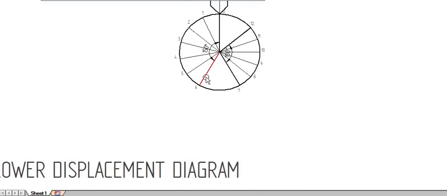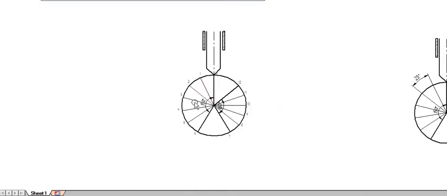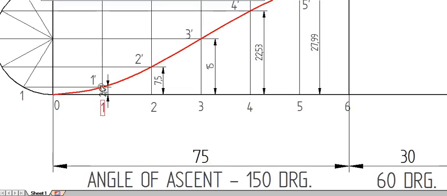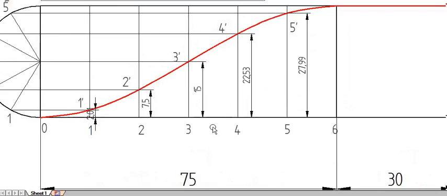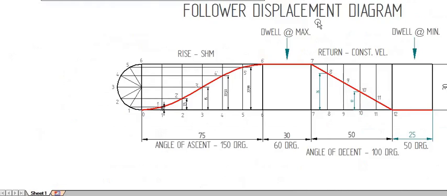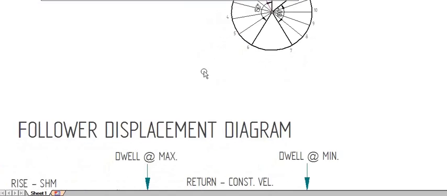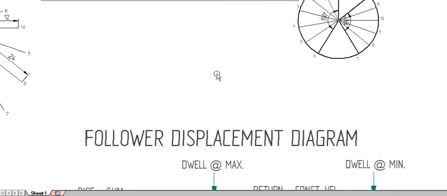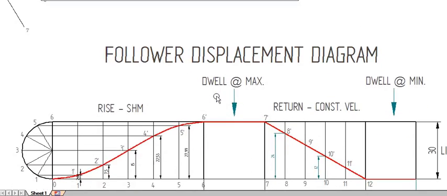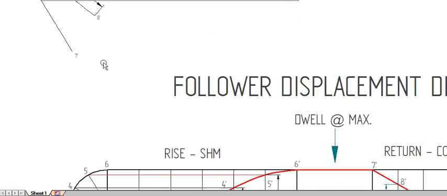After numbering, you have to take this distance and mark it on the particular line. That is 1, 1 dash, 2, 2 dash, 3, 3 dash, 4, 4 dash, 5, 5 dash, like that up to 11, 11 dash. You have to mark on the line. So you extend the line, and using a compass you can copy the distance from the follower diagram and mark it. In the software I cannot do it like that, so here I have marked the distance like this.